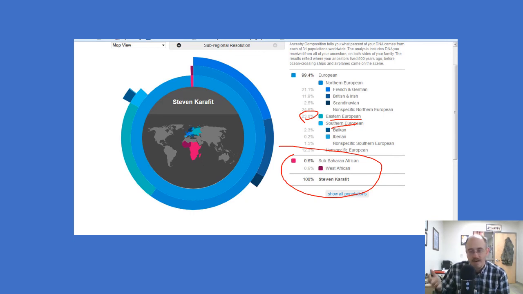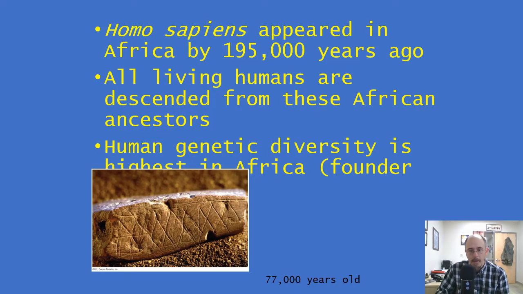So nowadays you can spit in a cup and find out where your ancestors are from. It's pretty cool. But I want to point out that modern humans have Neanderthal in their DNA, except for folks from the continent of Africa. You don't see much Neanderthal DNA there because Neanderthals never went to Africa. Humans met up with Neanderthals as they left Africa. So Homo sapiens appears on the planet around 195,000 years ago-ish. We're all descended from those African ancestors.